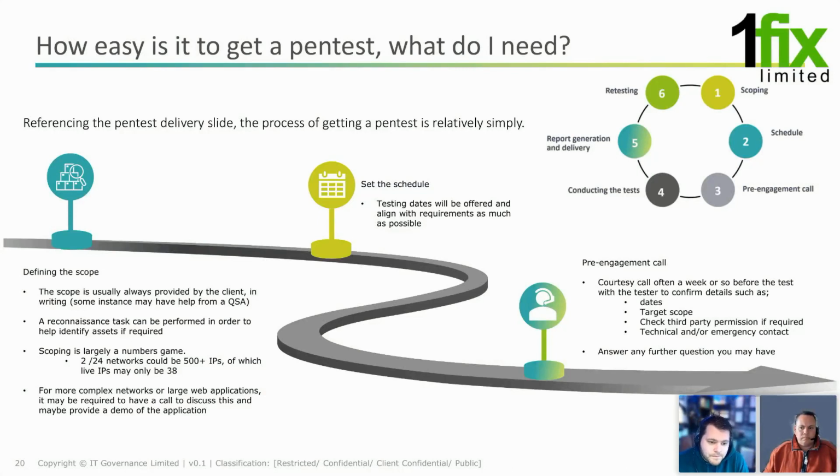With more complex networks and more complex applications, it may be that we can't do it on numbers. We can't just provide a scoping form that says, fill out this information and we'll tell you how long it'll take. It may require a call. We may need a demo of the web application. Maybe it's locked behind an authenticated panel where we can't see in there, so I don't know how big the application is. Maybe a web demo is provided by the customer, and then we'll say, right, okay, well, this will take X amount of days.